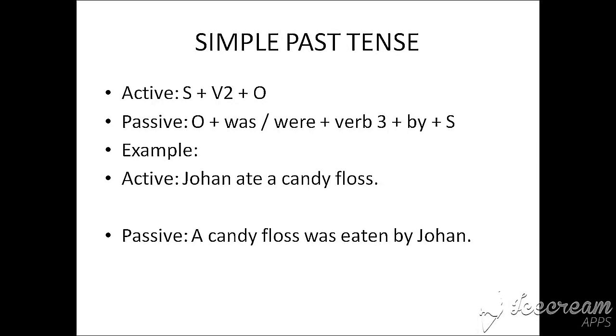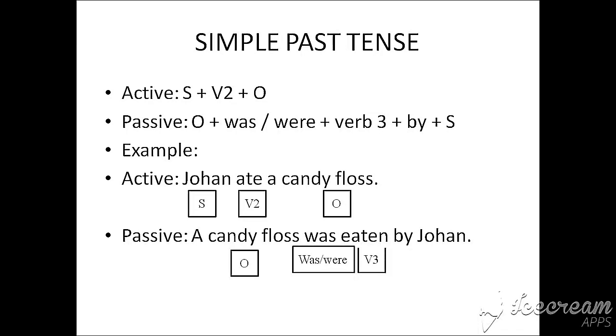Let's see the structure. Johan is the subject, ate is verb 2, a candy floss is the object. If we put it in the passive voice, we put candy floss at the first of the sentence, and then was or were plus verb 3 plus by plus the subject. This is the simple past tense.